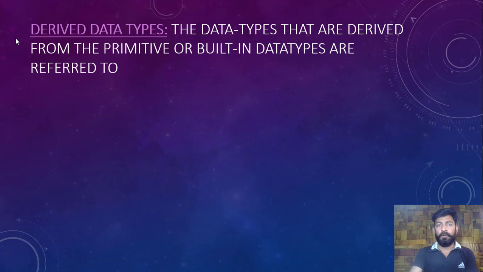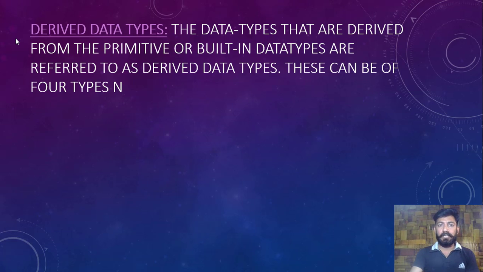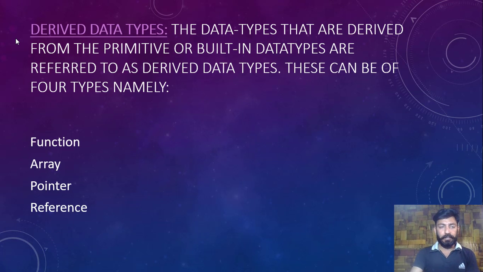Okay, next, derived. As it is explained by its name, the data types that are derived from the primitive or built-in data types are referred to as the derived data types. These can be of four types, namely function, array, pointers, reference.